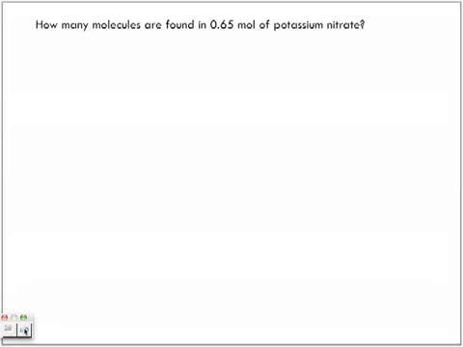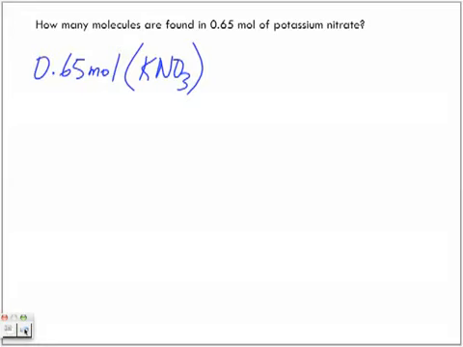So, we know we have 0.65 mole of potassium nitrate. What is the formula for potassium nitrate? KNO3. Good. See, not so bad. But now, we don't want mole, right? So for me to cancel it out, where am I going to put mole? Top or bottom? The bottom.